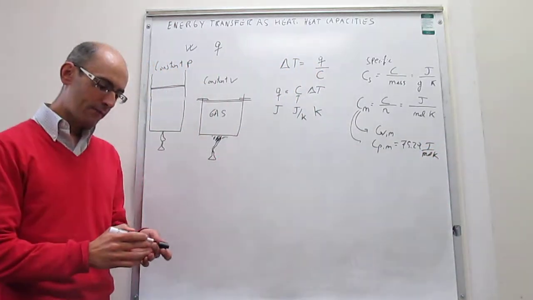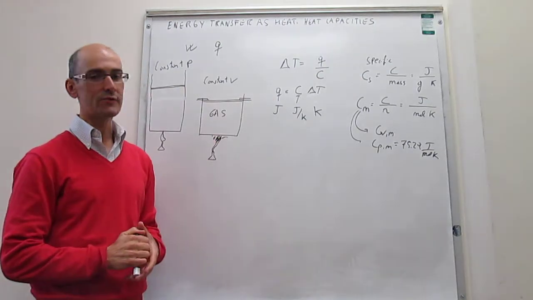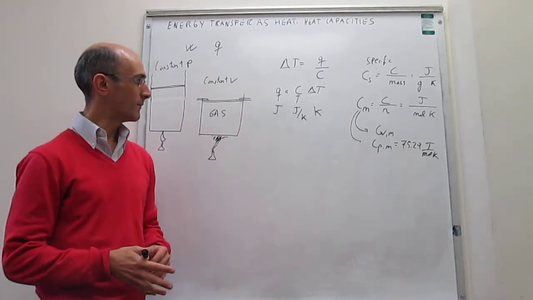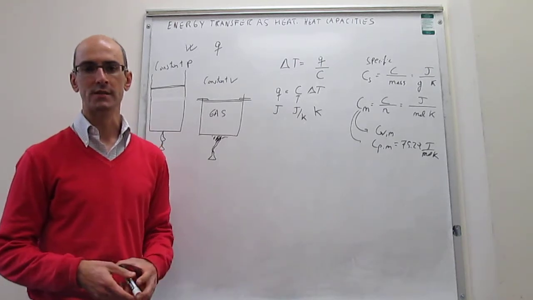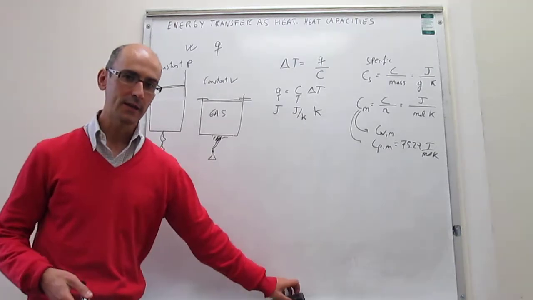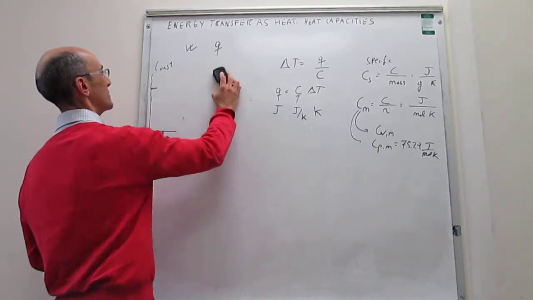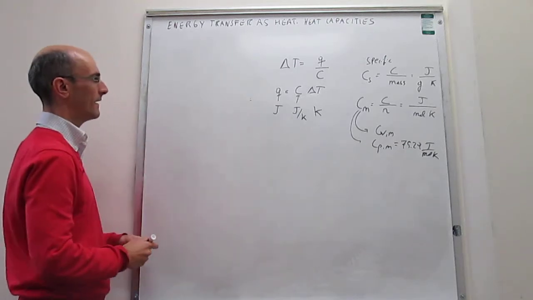Alright, so now that we have introduced how to calculate the energy transfer as heat for a substance when its temperature changes, and the meaning of the heat capacity, we're actually going to run a problem to try to illustrate these concepts. Okay, so the problem is going to be not a gas, but liquid water, which we're going to have in a flask.